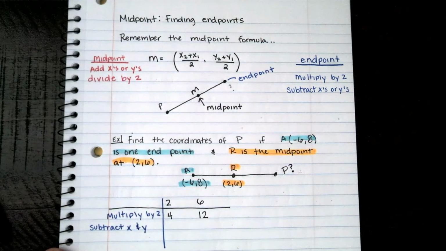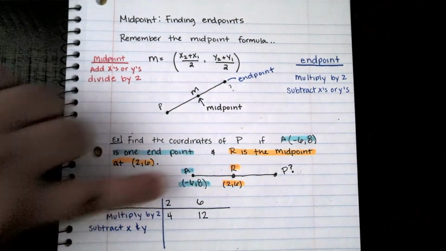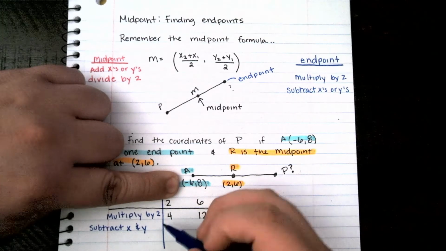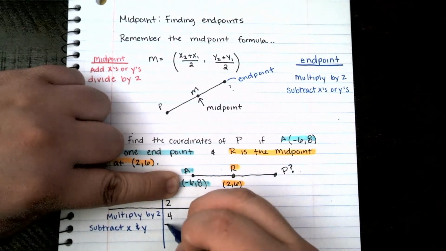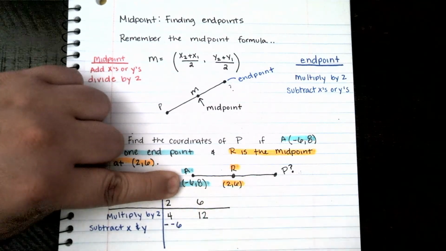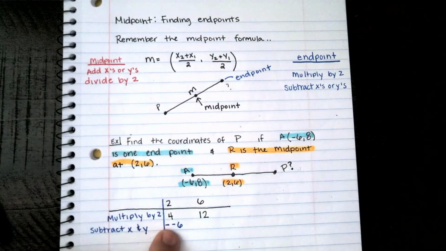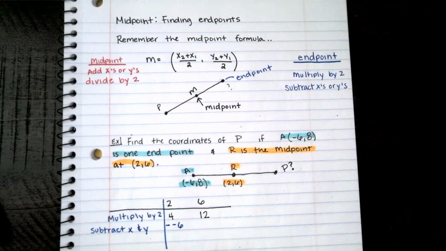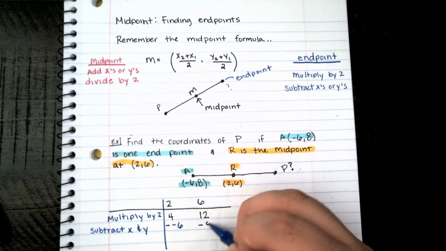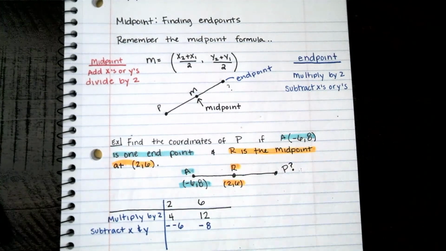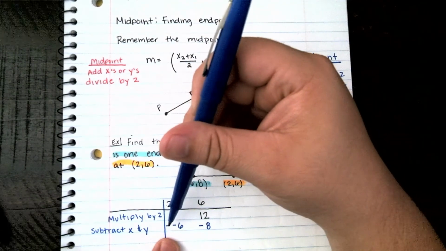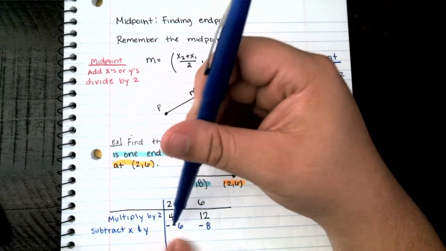So I need to subtract the x or the y. So what is my x for the endpoint? That's negative 6. So I'm going to put minus a minus 6, because it is a minus minus. Because I'm subtracting negative 6. And then I'm going to subtract 8 from 12. So I'm going to subtract 8. And I know that's confusing because this is already negative, but you're subtracting. So think of it like that. I'm subtracting a negative 6.